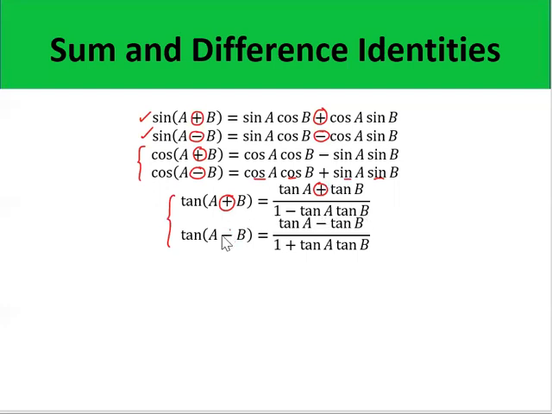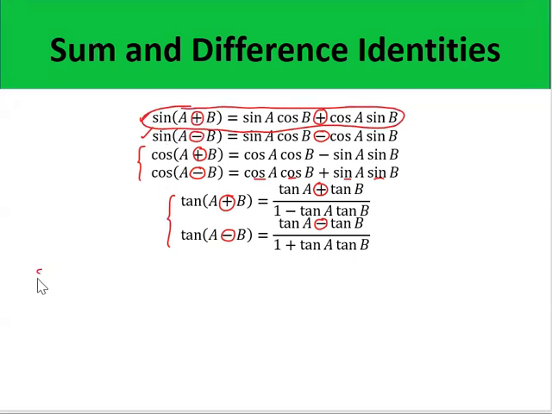So similarly, for the difference identity for the tangent, we have tangent of A minus tangent of B. And then in the denominator, we will be reversing the sign, so 1 plus tangent of A times tangent of B. Now, to verify one of these six identities, let us consider the first one, the sum identity for sine.